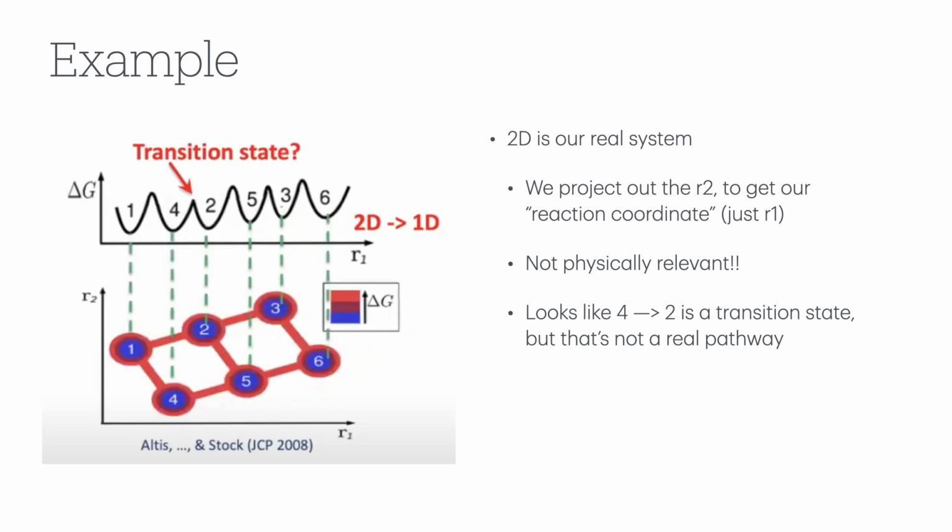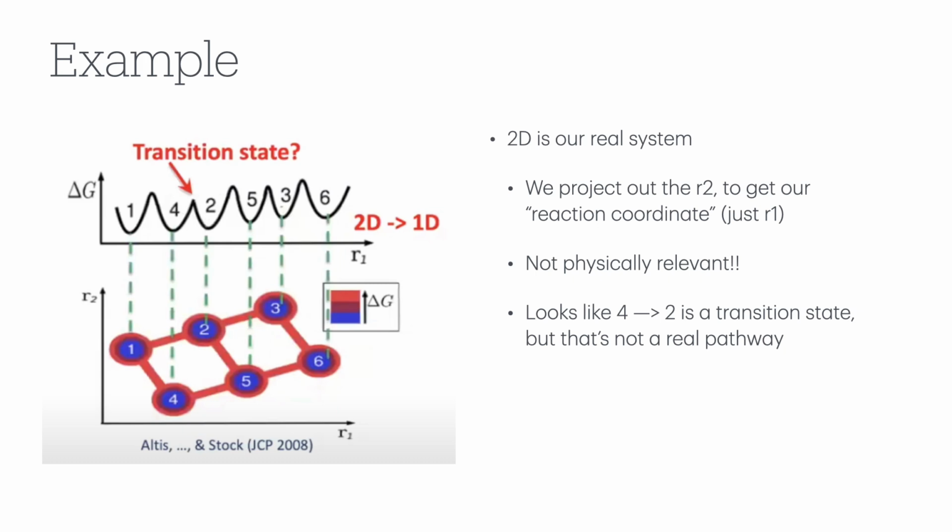Now, if we look at our delta G, I guess, along R1, let's look at the 4 to 2 transition, right? It looks on this image as if the 4 to 2 is a transition state. It looks like there's a minima at 4, a minima at 2, and there's an energy barrier in between, right? It looks like 4 to 2 is a transition state, but if we look at our actual two-dimensional system, we can see that in order for 4 to get to 2, it must go through either 5 or go through 1, right? We can see that in our two-dimensional system, like these nodes on the graph almost. So that's not even a transition state. It's not even a real pathway.